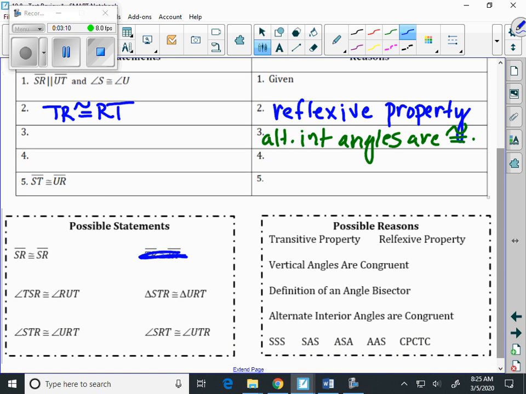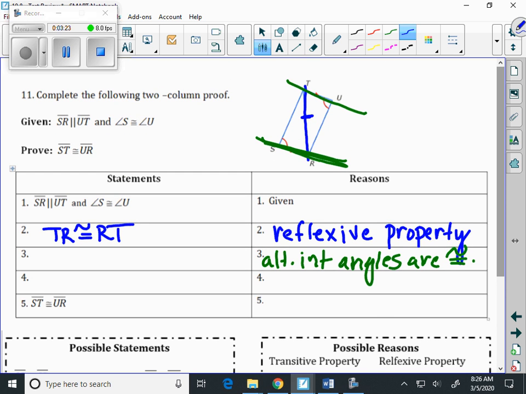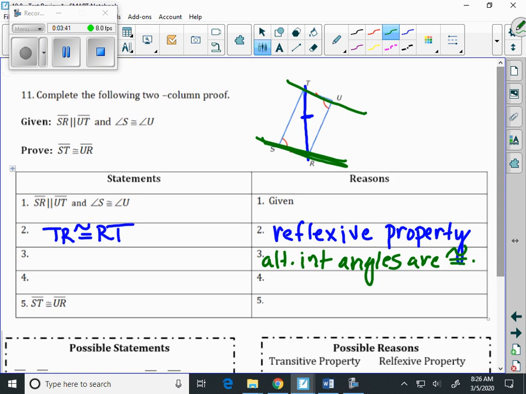We've got three choices. So if we start with the first one, that's in the middle to the left of the possible statement box, it says TSR is congruent to RUT. We already have a mark in that corner, so it's not going to be that one. So let's try the angle STR is congruent to URT.